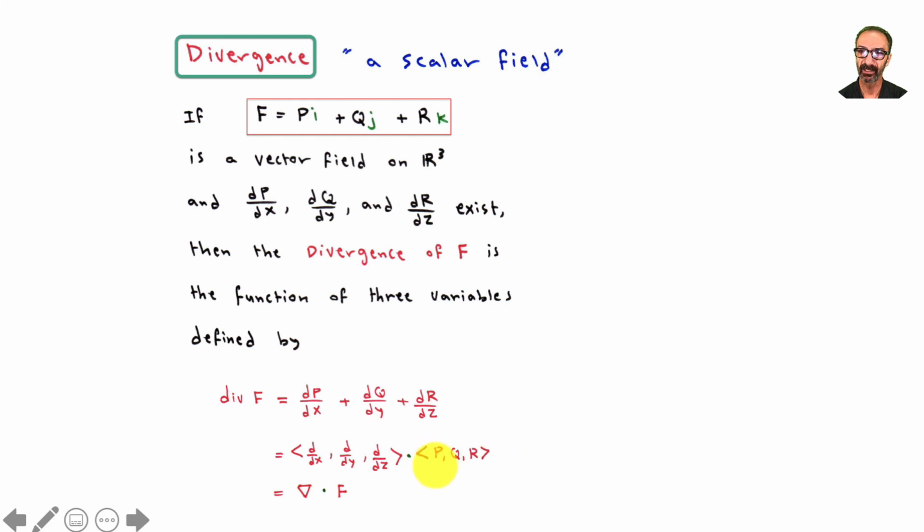Differently, it's a dot product. It's a dot product between P, Q, and R, and the partial derivatives, d/dx, d/dy, d/dz, or the del, in other words. So what this says, in short, is that the divergence is a dot product and the curl is a cross product. Now this section is to show you the difference between them and how you calculate them. In the coming sections, we're going to use them to solve problems.